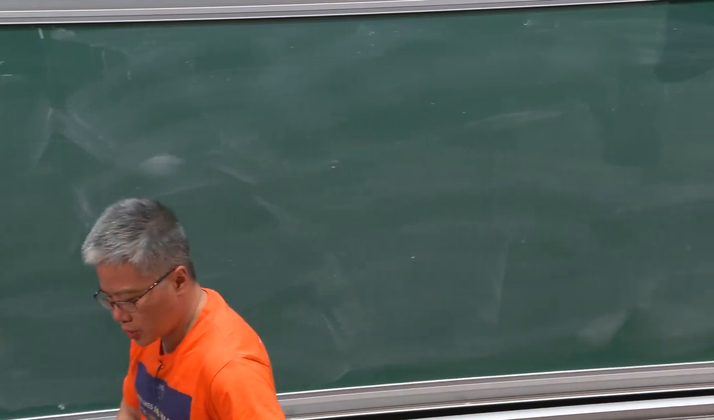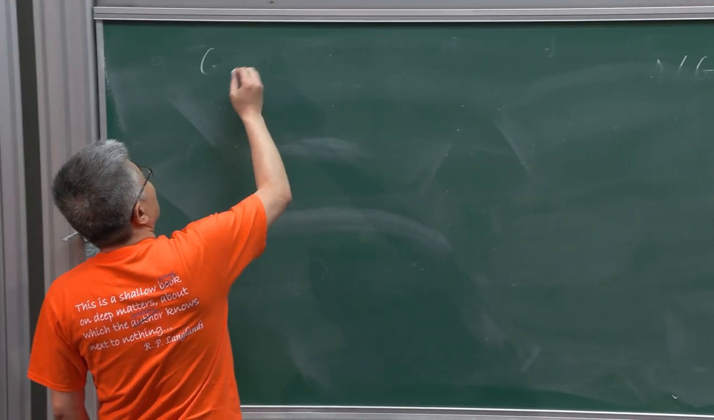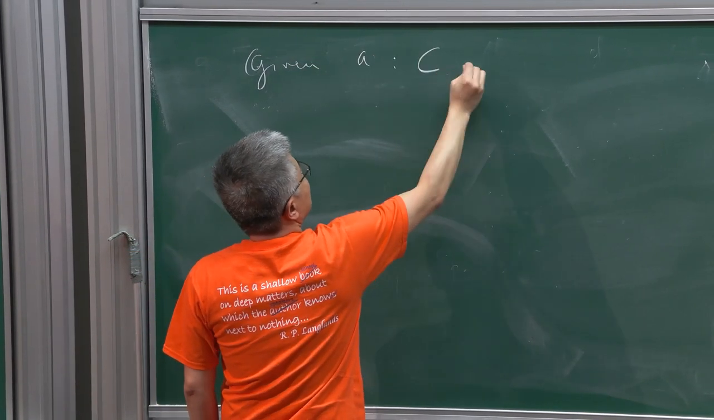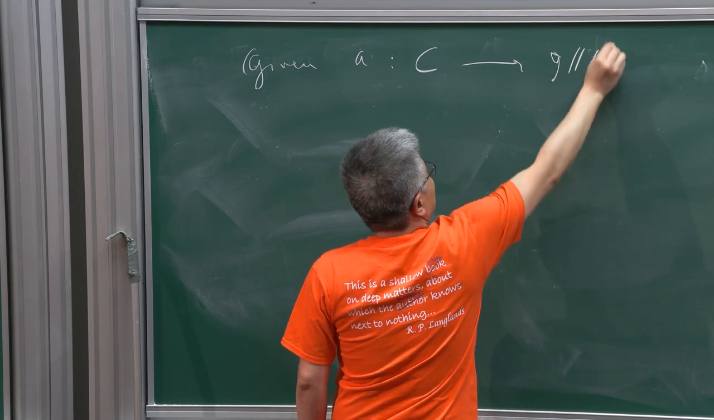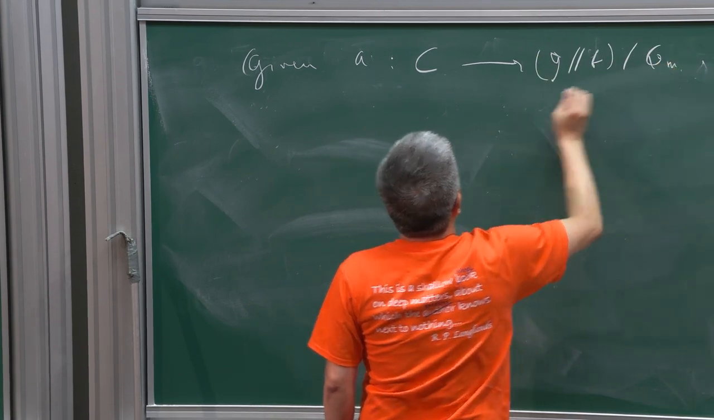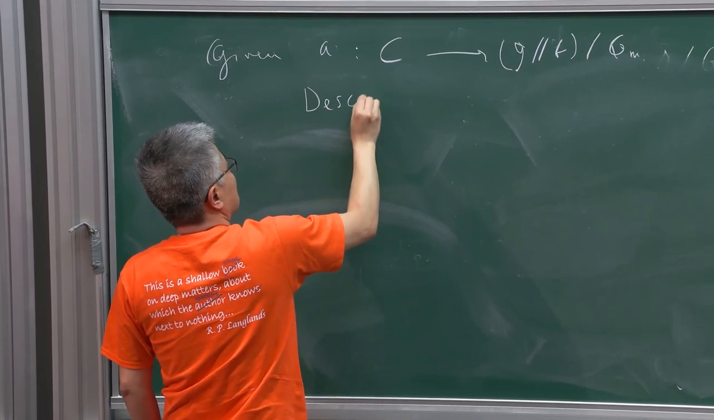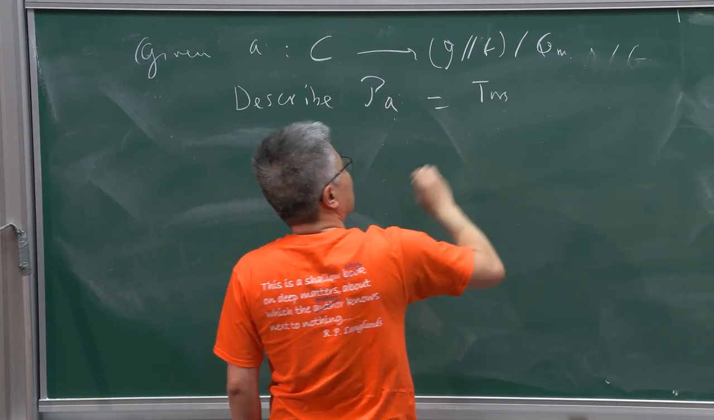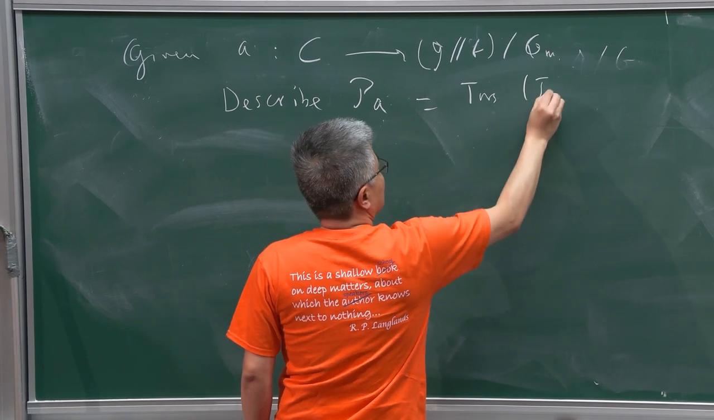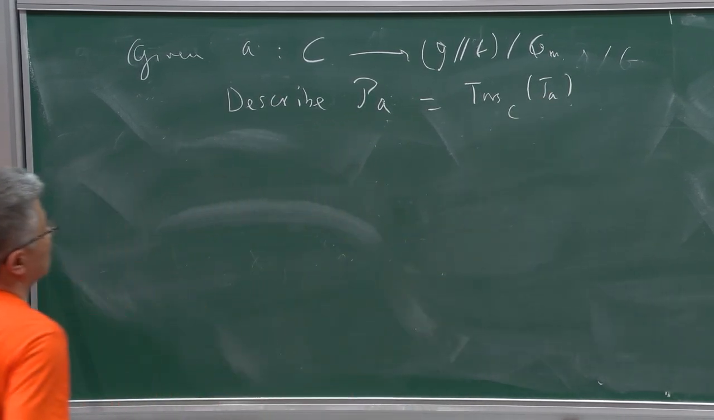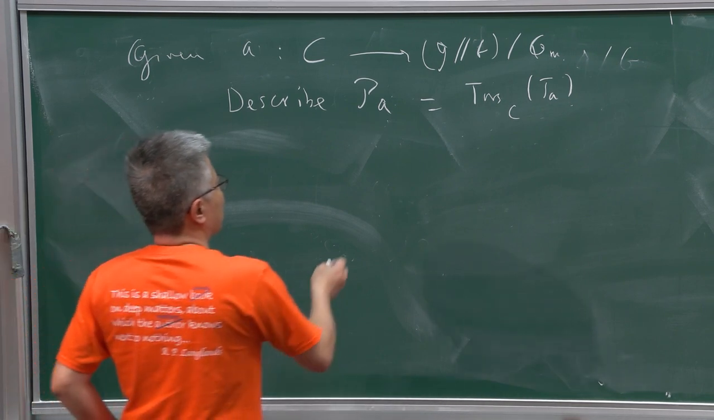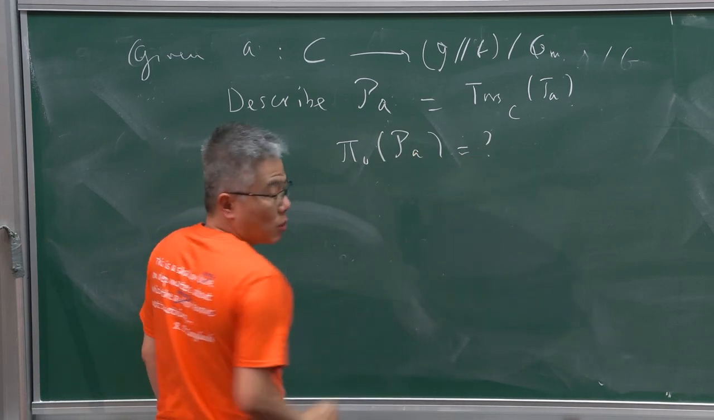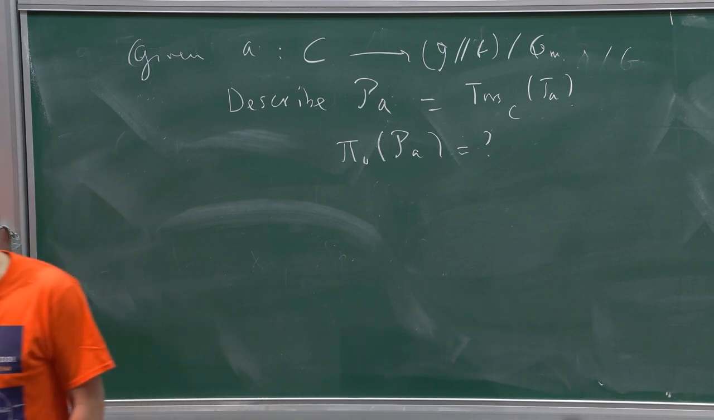So from this point of view, it is crucially important to understand how, given a from C to G mod G mod G, to describe P_a, the Picard stack of J_a torsors over C, right? And what could be significant for endoscopy is how to compute the global component of this. So this is the one that controls endoscopy theory.